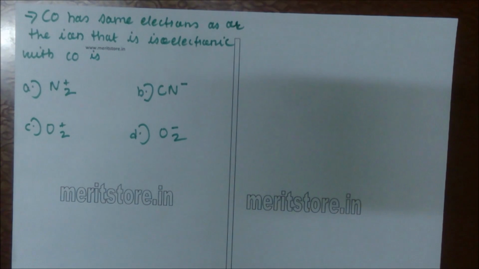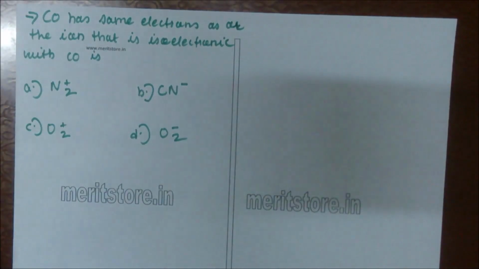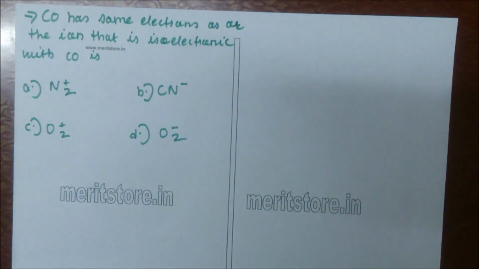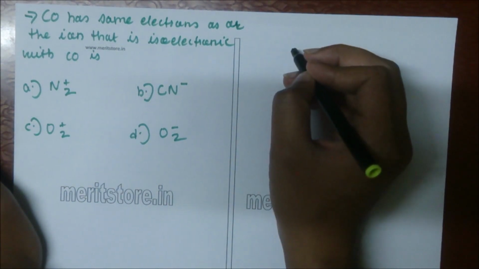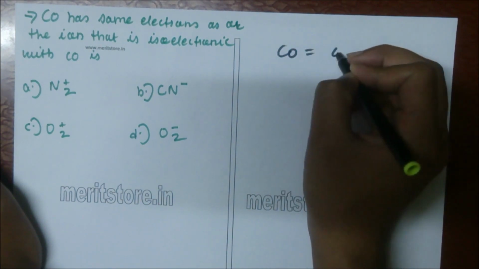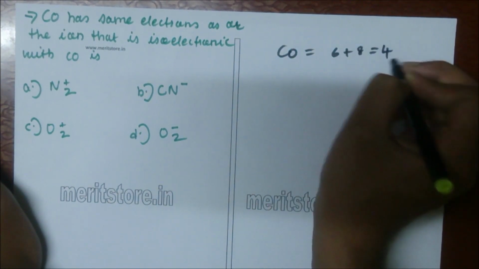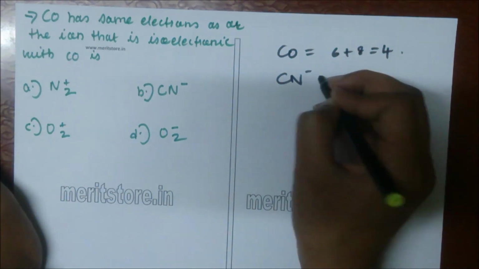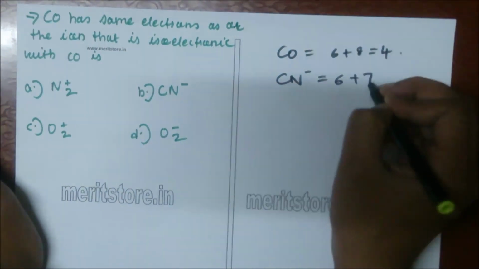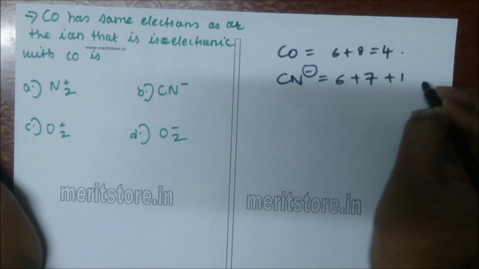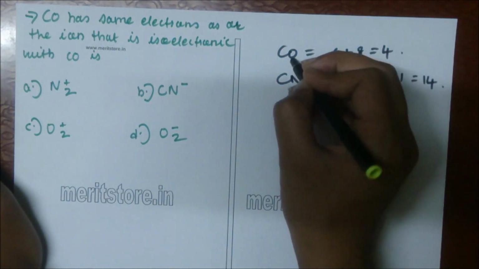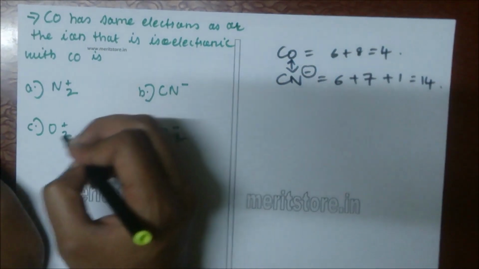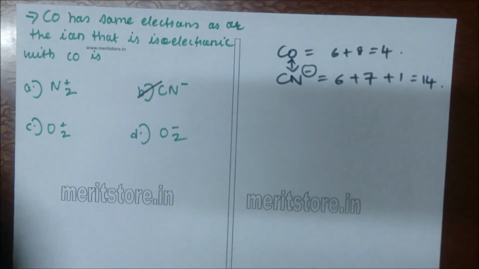Carbon monoxide has the same number of electrons as, or the ion that is isoelectronic with CO is. Isoelectronic will have equal number of electrons. So CO has 6 plus 8, 14 electrons. CN minus, that is cyanide, will have 6 plus 7 plus 1 extra electron, equal to 14 electrons. So these two species are isoelectronic to each other. Option B is the correct answer.